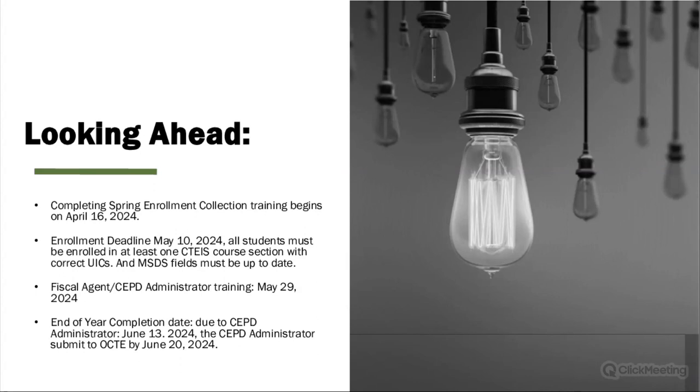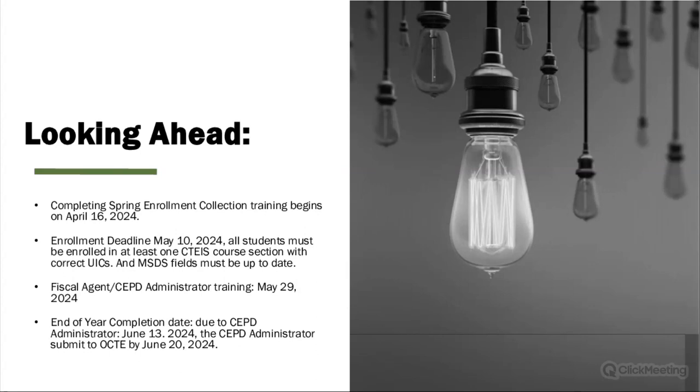And then your CPIT administrator submits it to OCTE by June 20th. Again, all of the information that I covered today is from the view of a building reporter. We do have Level 5 fiscal agent and CPIT administrator training that takes place on May 29th. We ask that if you have not signed up for that, you sign up, because there's some information in there that Level 5 fiscal agents as well as CPIT administrators would have to do going forward into the enrollment completion. They have specific tasks, so we cover that in those trainings.